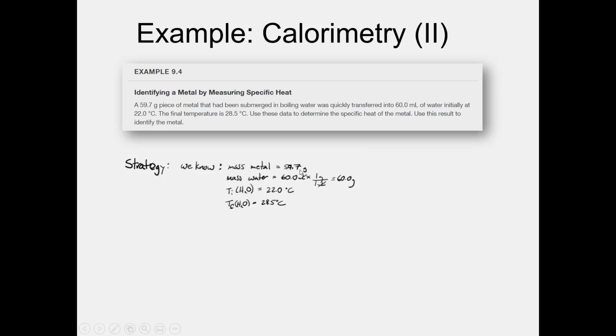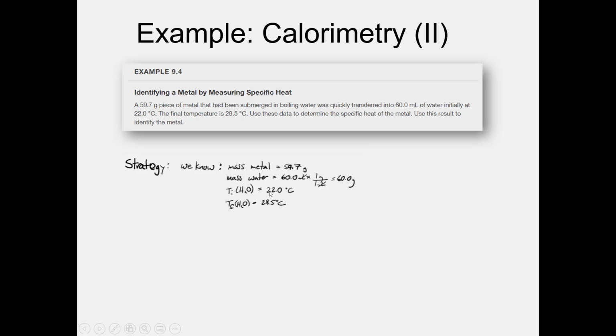So we want to start laying out the constants that we know, and we're going to use negative Q sys equals Q surroundings to figure out the specific heat of our metal. We know that the mass of the metal is 59.7 grams. We know that there were 60 mils of water in the calorimeter, so we can figure out the mass of the water, once again using the density of the water. 60 mils of water, density of water is 1 gram per milliliter, so 60 mils of water has a mass of 60 grams. Mass of the metal is going to be our mass of the system. Mass of the water is going to be our mass of the surroundings.